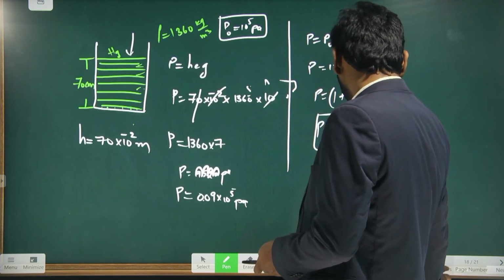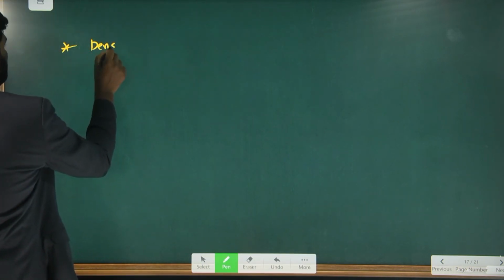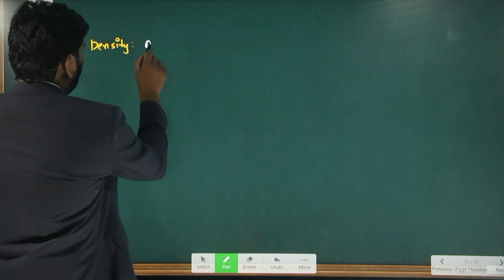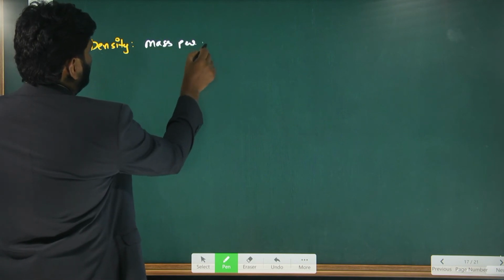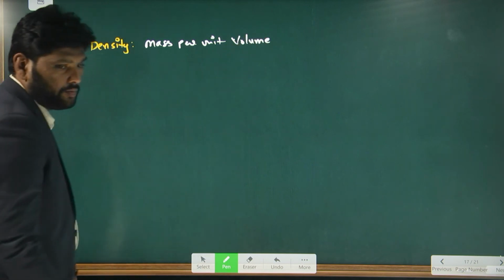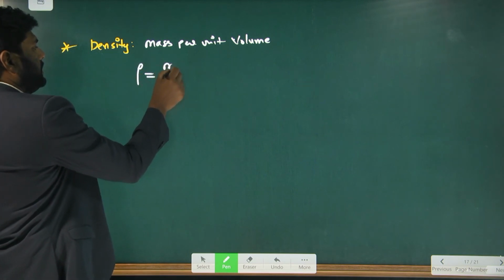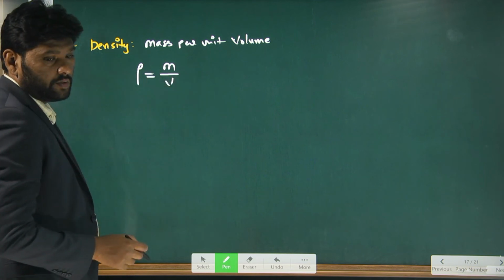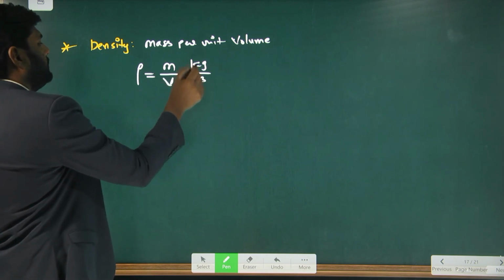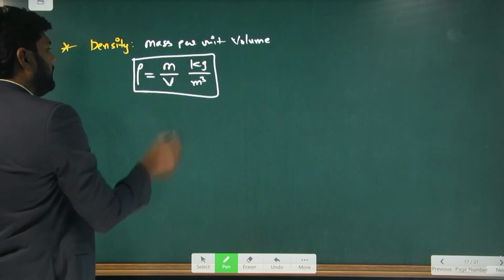Now let's see the problems. So write down density. Once again, I will talk about density. What is density? Mass per unit volume will give density. Density rho is equal to mass per unit volume. Mass units are kg and volume units are meter cube. Totally, this is the formula for density.